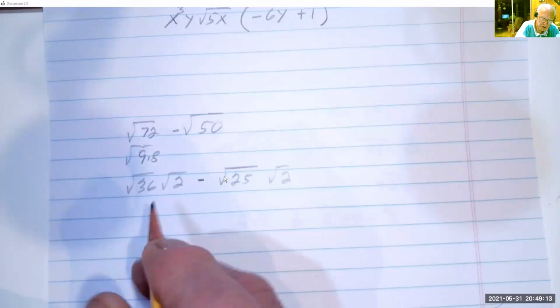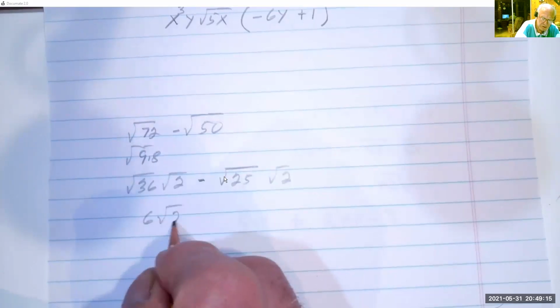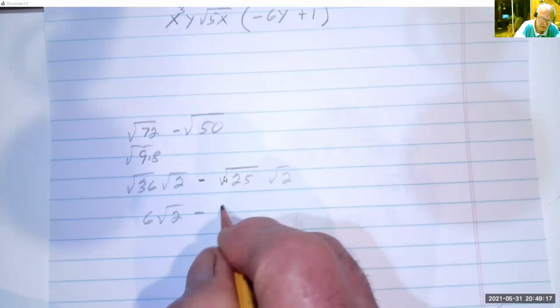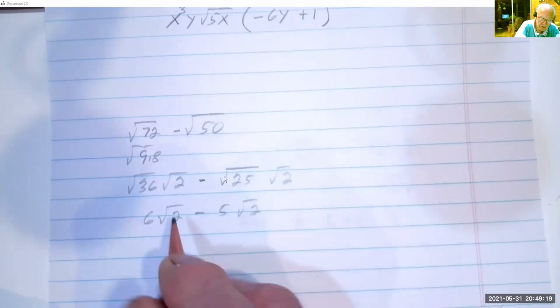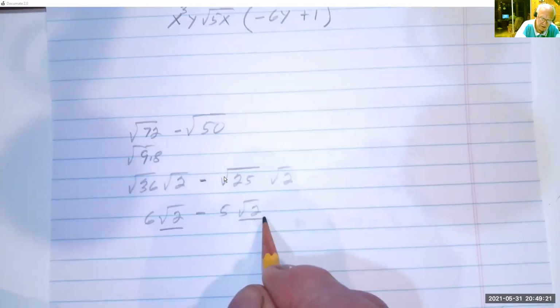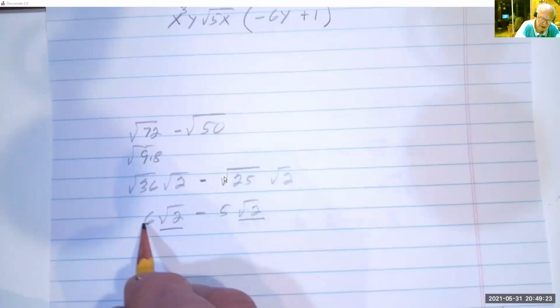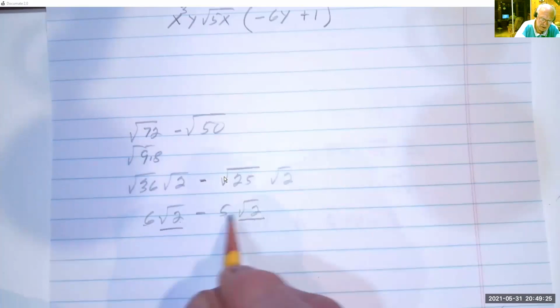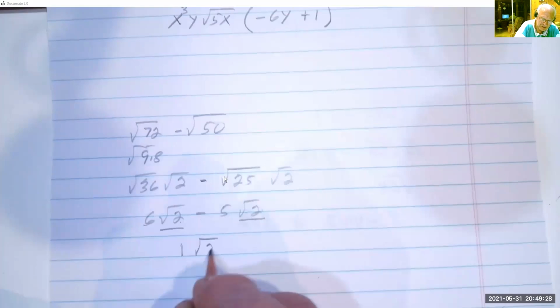Taking the square root of 36, we have 6 radical 2. Taking the square root of 25, we have 5 radical 2. Now we have like radicals. So we have 6 of these radicals, take away 5 of those radicals. So we have 1 of those radicals, or just the radical.